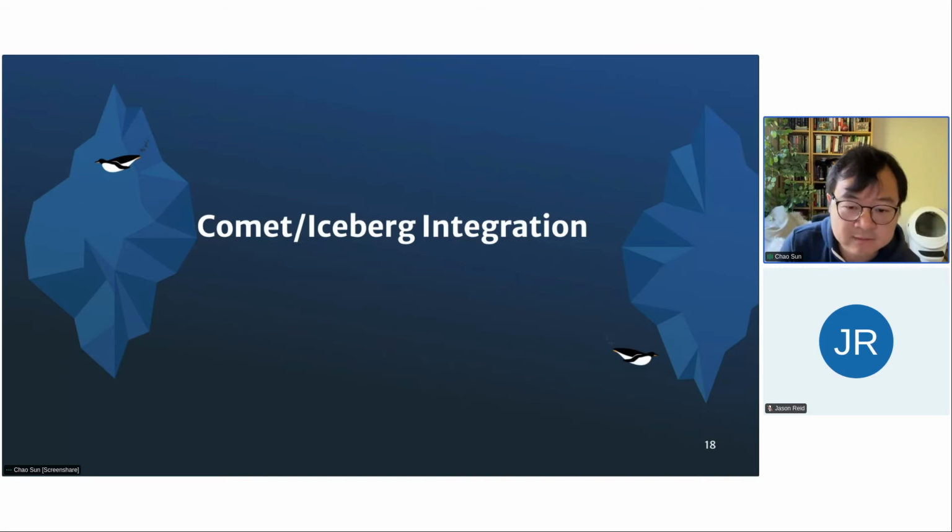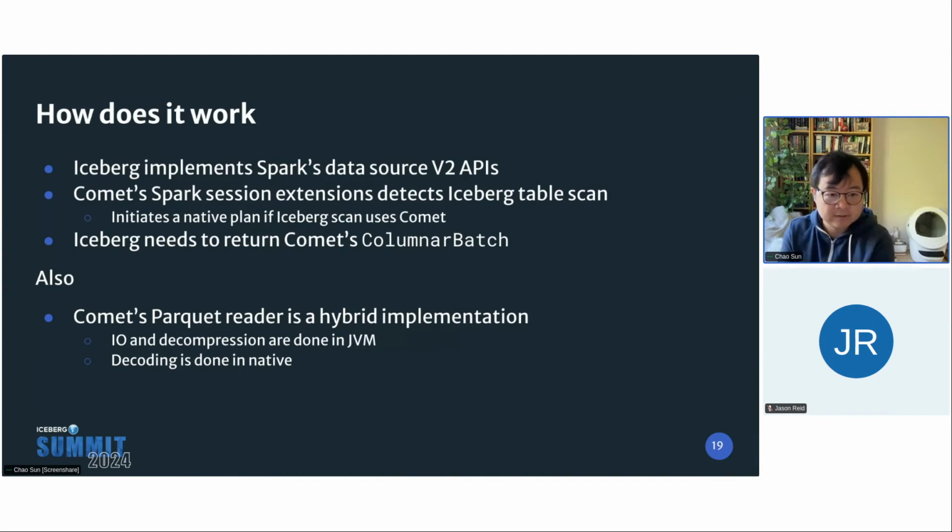So, lastly, I'll talk about Comet and Iceberg integration. First of all, how does this integration work? On the Iceberg side, it implements Spark's data source v2 APIs, which means for Spark, Iceberg is just a particular external data source. And in Comet itself, we have something called Spark session extensions, which intercept the Spark physical plan, and we look at the nodes in the physical plan and decide what to do.